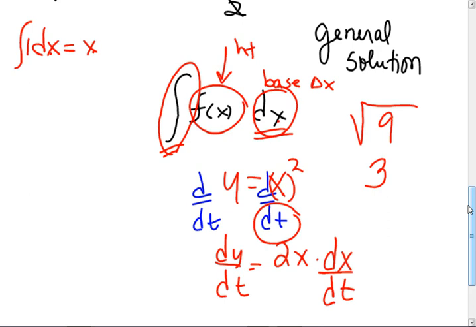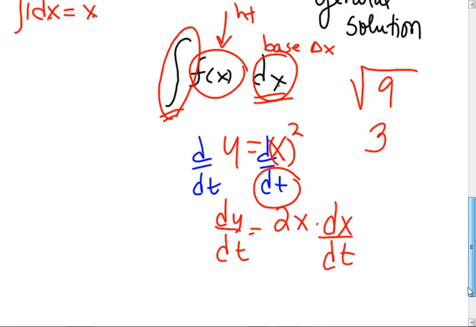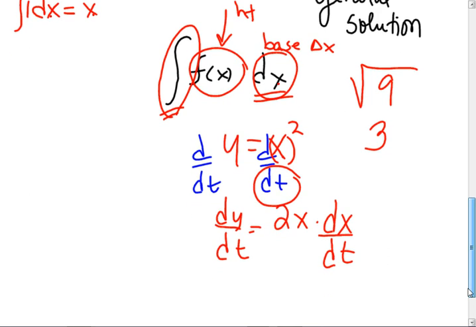Okay. Somebody got a text. Yes. Yes. You have to do it right after you integrate.